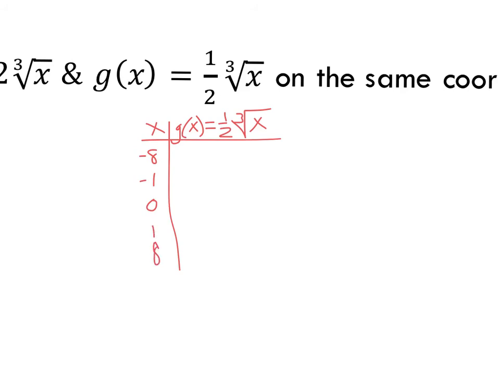We know the cube root of negative 8 is negative 2 times 1/2 would be negative 1. The cube root of negative 1 times 1/2 is negative 1/2. We'll have 0. The cube root of 1 times 1/2 is 1/2. And the cube root of 8 is 2 times 1/2 is positive 1. Let's graph these values and notice what happens.